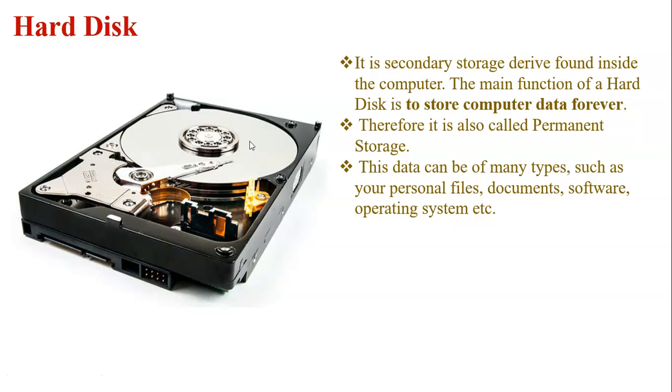Did you all understand what a hard disk is and what it does in a computer? A hard disk is also called a permanent storage device. Why? Because it stores data forever. Can you see how it looks? Yes, ma'am. Okay. Now shall we move to the next secondary storage device? Ma'am, I have a doubt. Yes, what doubt do you have?